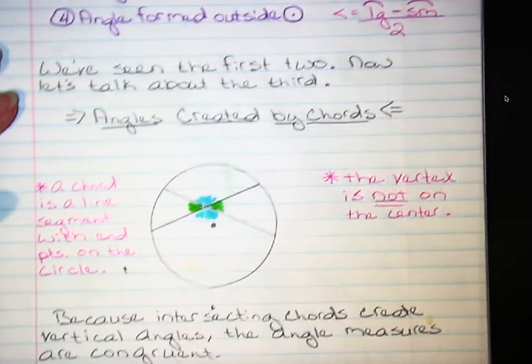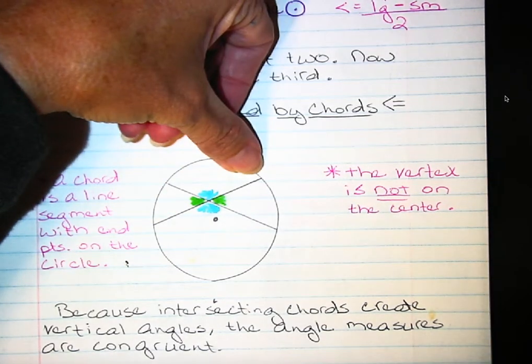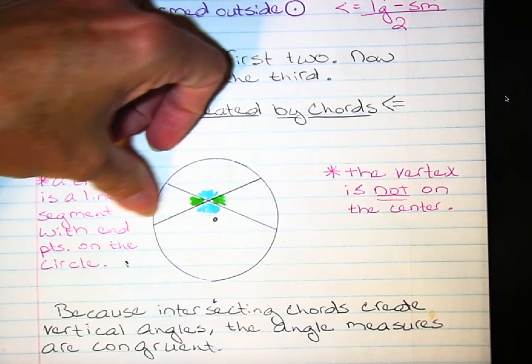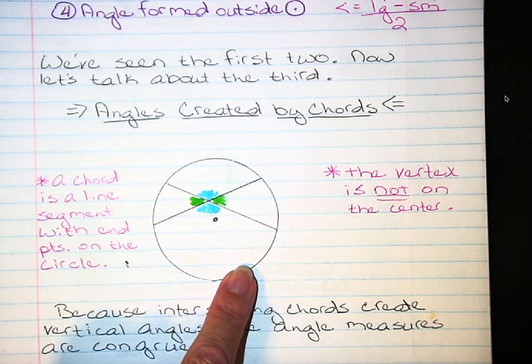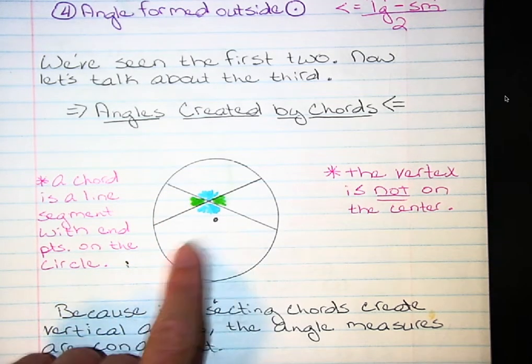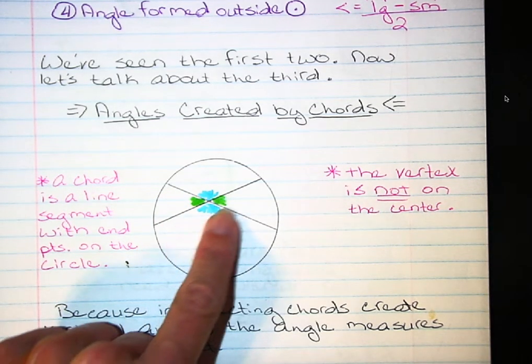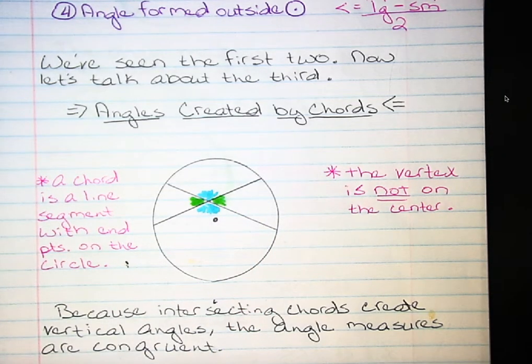Now remember, a chord is a line segment that has its endpoints on the circle itself. So in this diagram, we actually have two chords. We have a chord right here that goes across, and we have a chord right here that goes across. And when these two chords intersect each other, they create some angles.